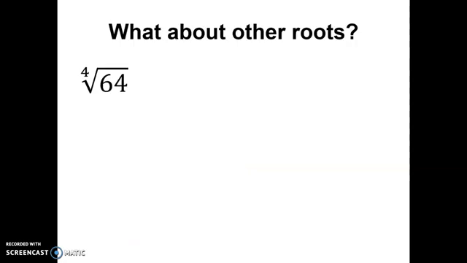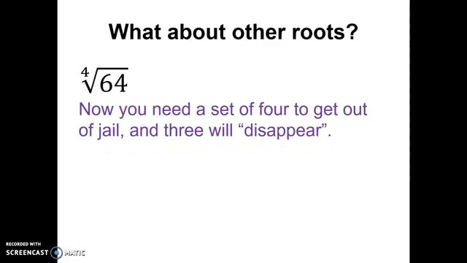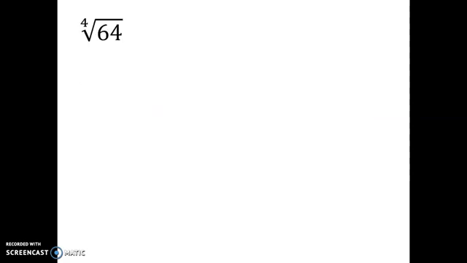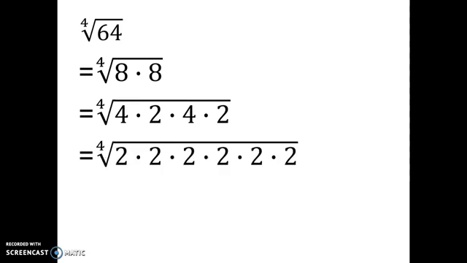The fourth root of 64. Well, if for the square root we needed 2 and the cubed root we need 3, now we need a set of 4 to get out, and 3 will disappear. So fourth root of 64, we're going to break it down. 8 times 8, we're going to keep going until we have it as simple as we can get it. 2 times 2 times 2 times 2 times 2 times 2, right?